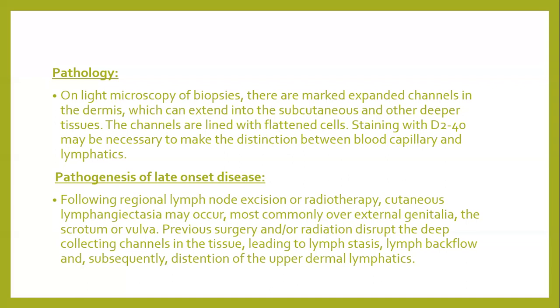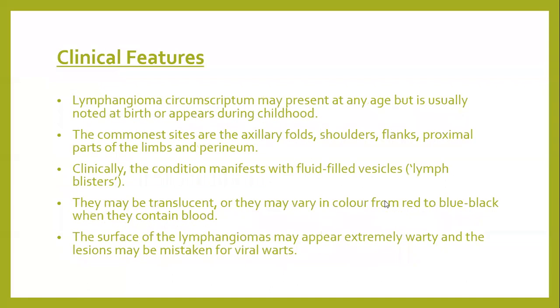Pathogenesis of late onset disease. Following regional lymph node excision or radiotherapy, cutaneous lymphangiosis may occur, most commonly over external genitalia, scrotum or vulva. Previous surgery or radiation disrupts the deep collecting channels, leading to lymph stasis, lymph backflow, and subsequently the distension of upper dermal lymphatics. The clinical features: lymphangioma circumscriptum can present at any age, but is usually noted at birth or appears during childhood. So early manifestation. Commonest sites are axillary fold, shoulders, flanks, proximal parts of limb and the perineum.